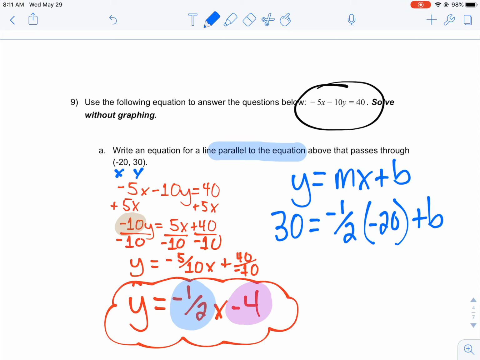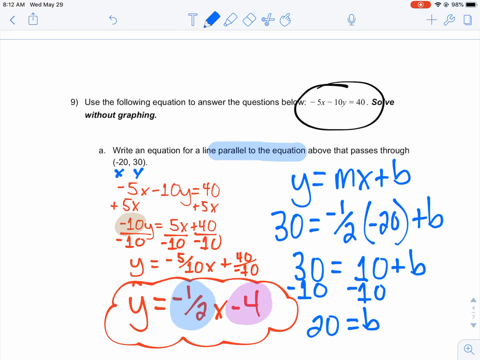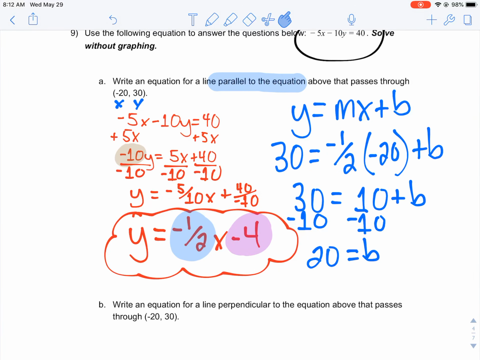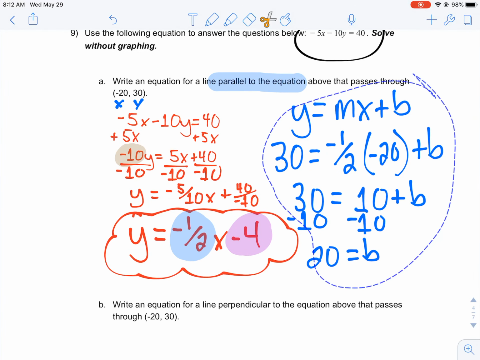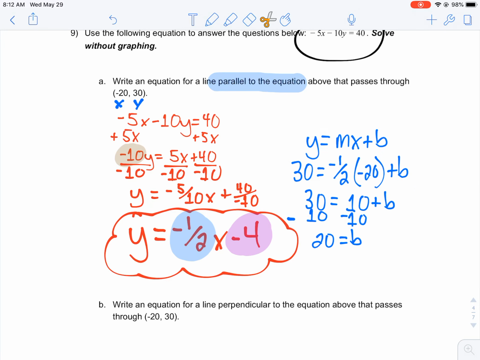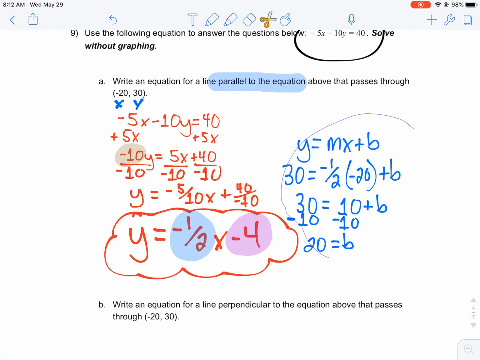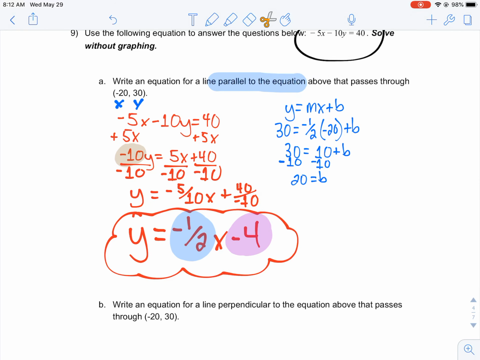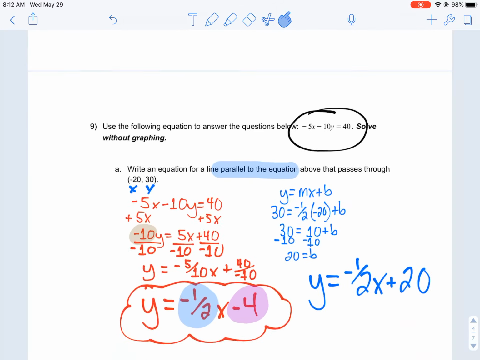So now it's just doing some basic algebra. 30 equals negative 1/2 times negative 20, which gives me positive 10, plus b. Subtract 10 from each side, and I find out the y-intercept for my new line is going to be 20. So now I can write the equation for the line that is parallel to our given equation: y equals negative 1/2 x plus 20. If I graph this, it's going to be perfectly parallel to the original equation.